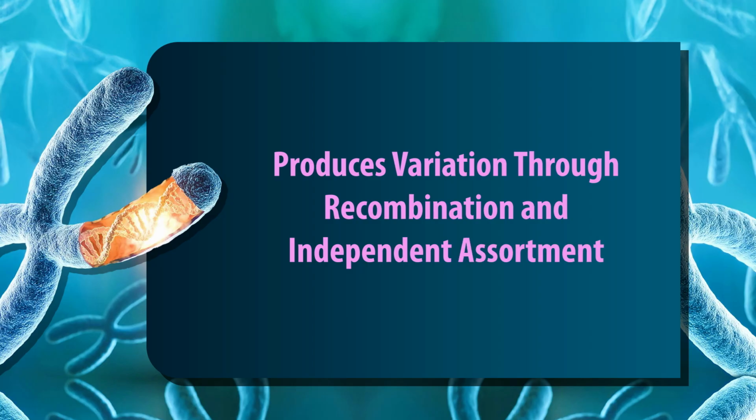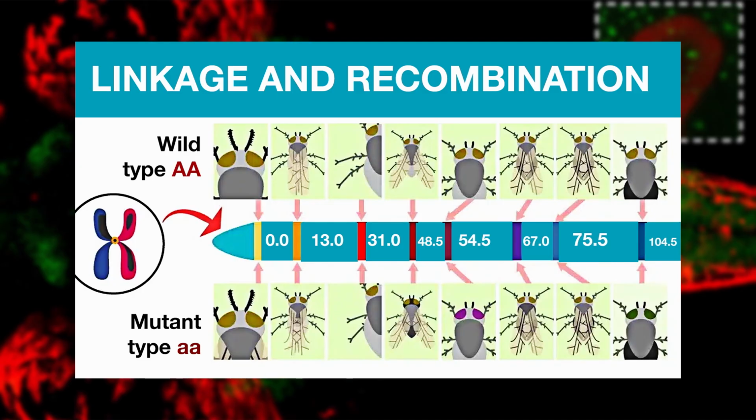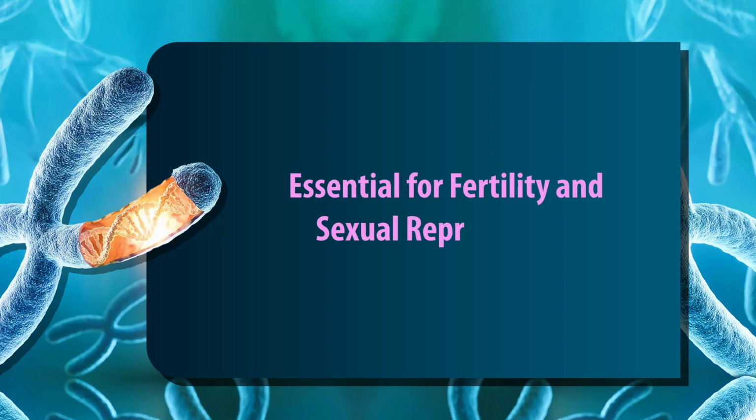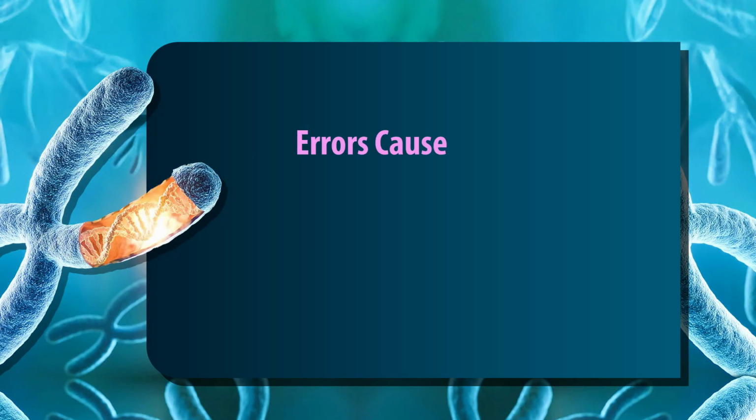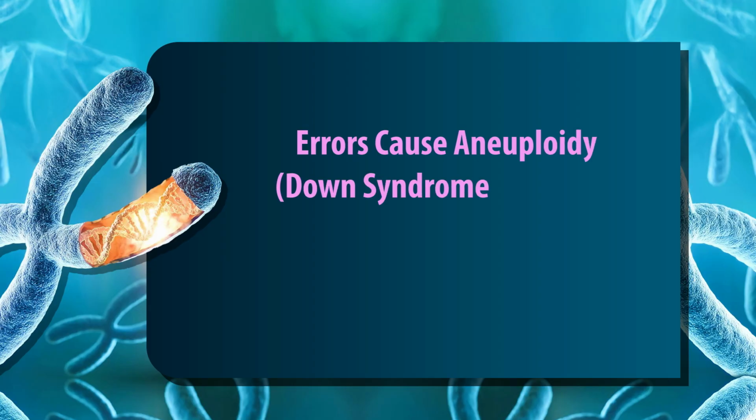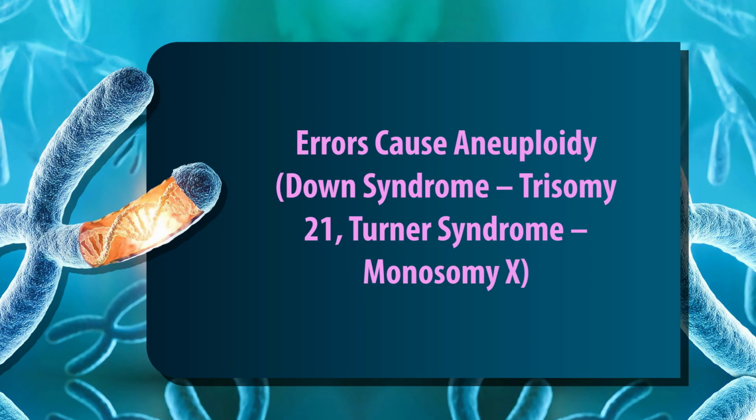recombination and independent assortment. Crossing over in prophase I and random alignment of homologous chromosomes in metaphase I create diverse gametes, essential for fertility and sexual reproduction. Meiosis produces viable gametes necessary for sexual reproduction. In humans, it ensures functional sperm and eggs supporting fertility. Errors cause aneuploidy, for example, Down syndrome, which is trisomy 21, or Turner syndrome, which is monosomy of the X chromosome.